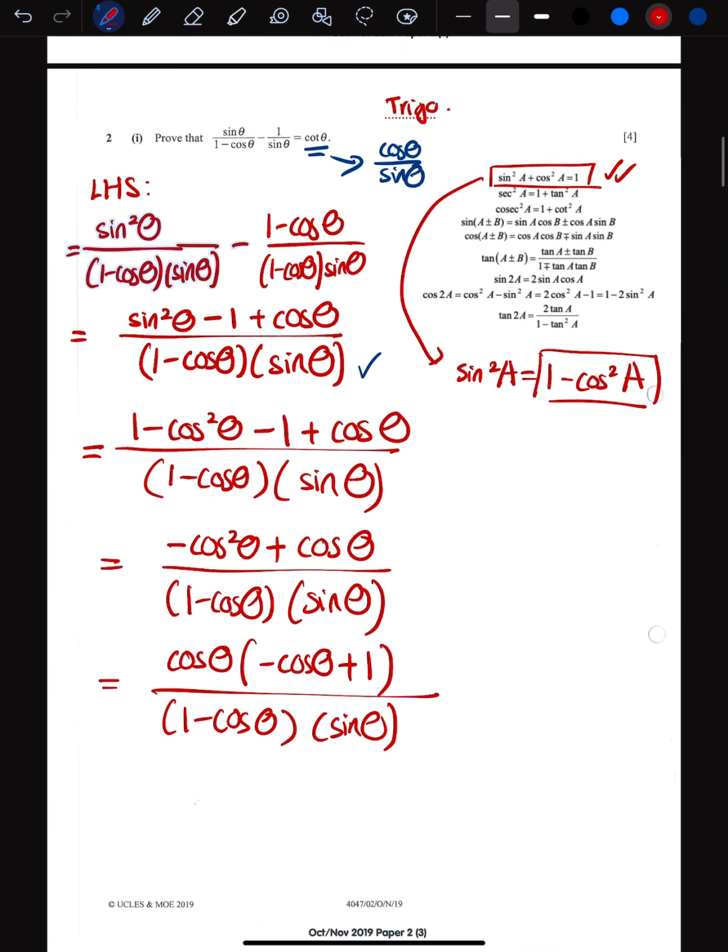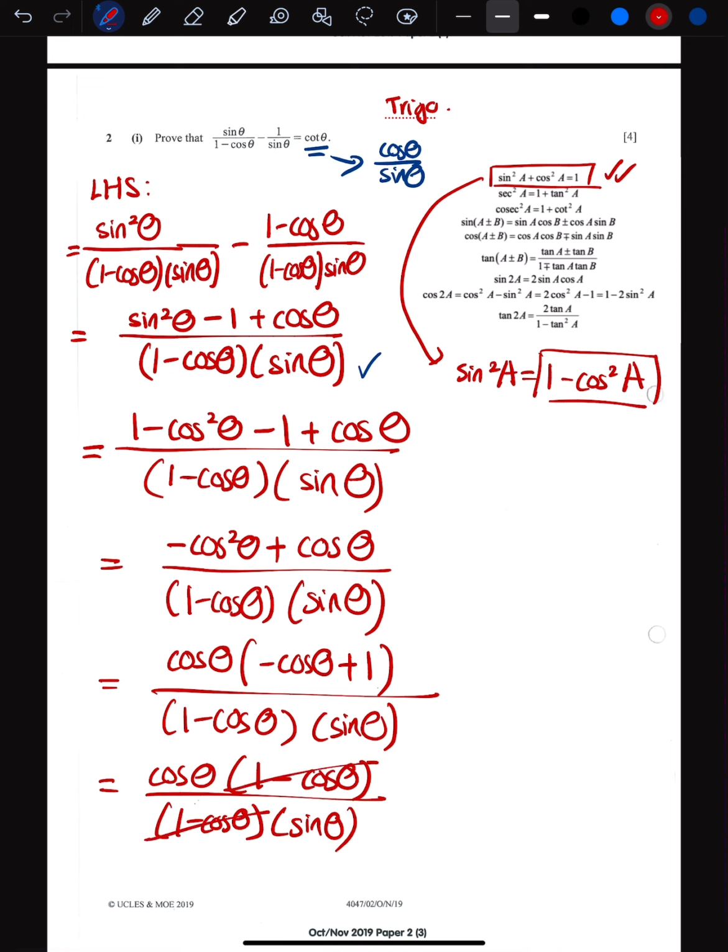Well, we're very close already because we just want to get cosine theta over sine theta. This one over here, you can rearrange it a bit, right? We just rearrange it to become cosine theta times 1 minus cosine theta over 1 minus cosine theta sine theta, right? And these two you can cancel out, and therefore we just get this to be equal to cotangent theta. Over here, we just write short.